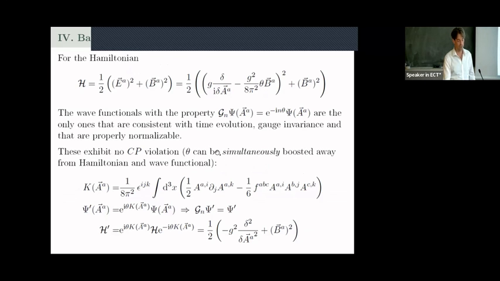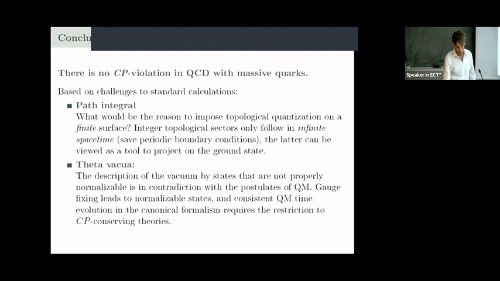And the Galilei transformation I can construct by looking at the Chern-Simons functional, and basically my unitary operator that does the Galilei transformation is this one here. It removes theta from the wave functional and it removes theta from the Hamiltonian. And then there's a theory which does not have any CP odd term and therefore no CP odd observable. So this is the conclusion. I think it is not there, and I hope I also give good reasons for this.